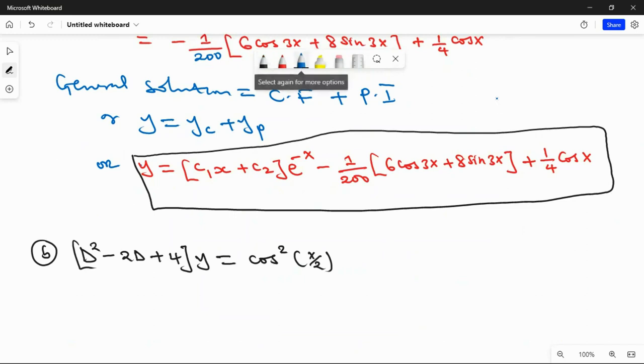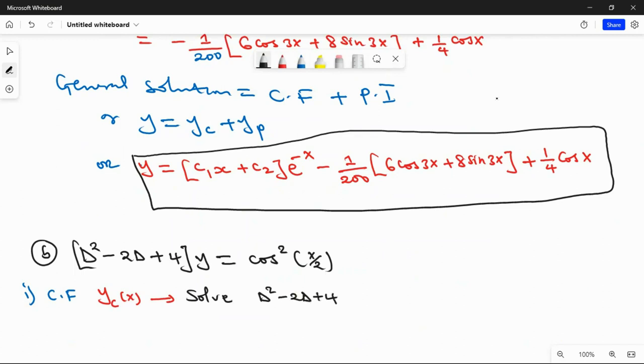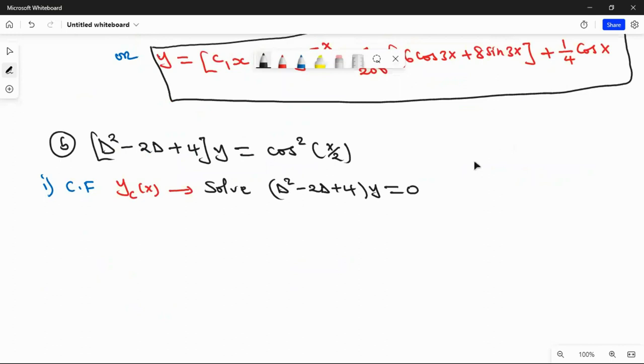Again, here we expect to have two solutions. The first one is the complementary function, which we denote by y subscript c of x. So we need to solve the homogeneous part of this equation. Our homogeneous part is now D squared minus 2D plus 4 operating on y to give us 0. So what is the auxiliary equation? Our auxiliary equation is D squared minus 2D plus 4 equals 0.